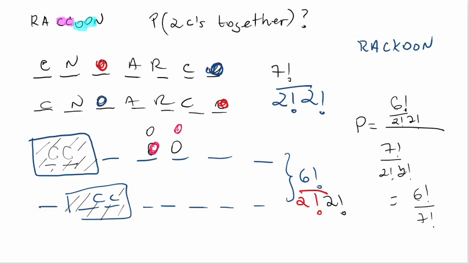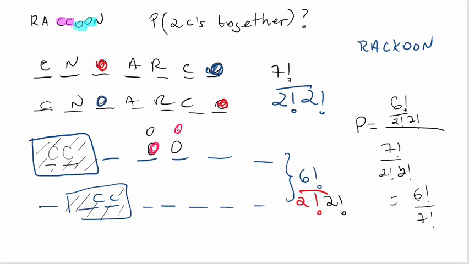Well, raccoon has 1, 2, 3, 4, 5, 6, 7 letters. Sorry. So it could be like this one, CNOARCO. This is a possible word. So you just have 7 factorial things going on here. Okay.